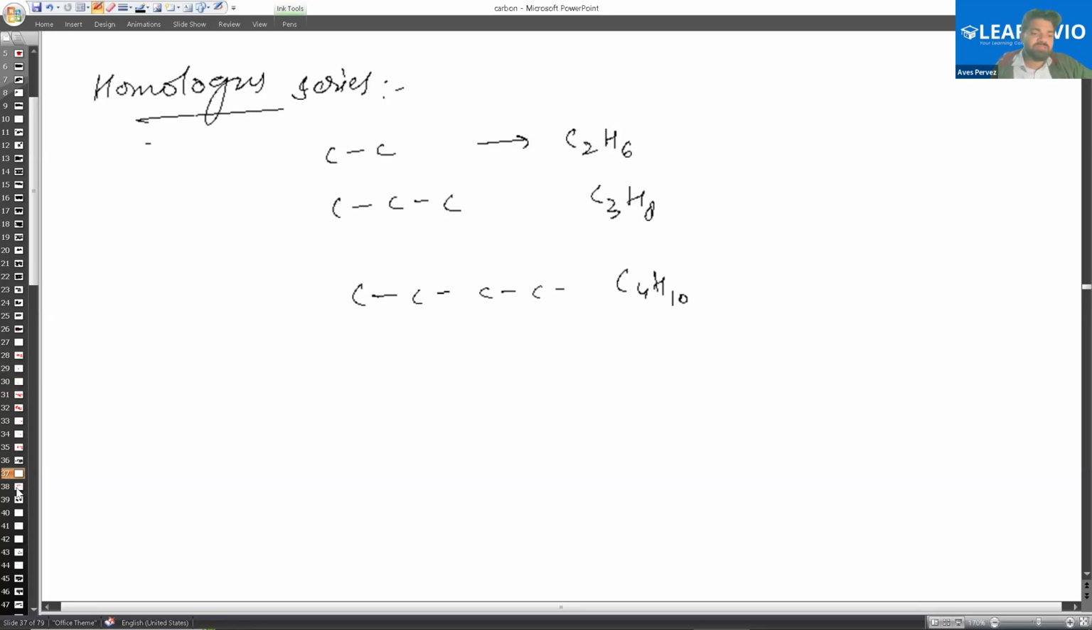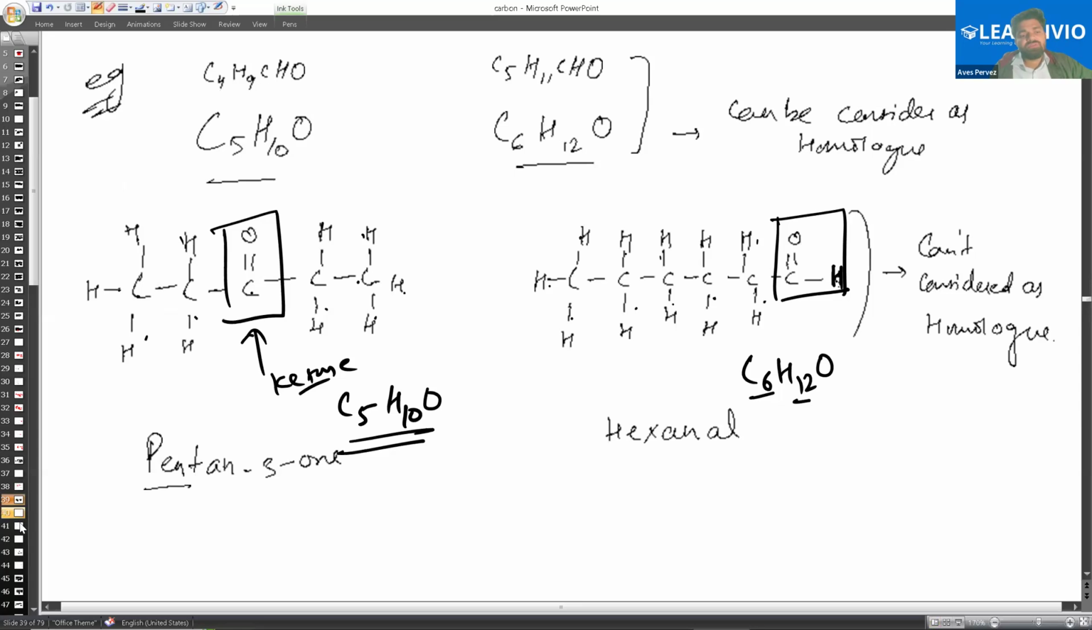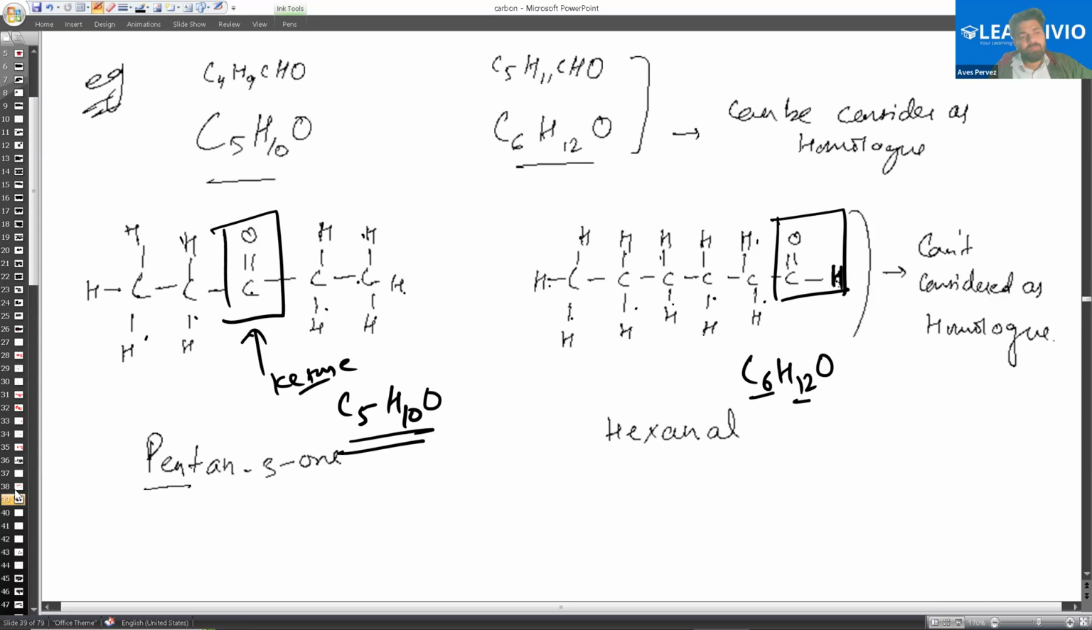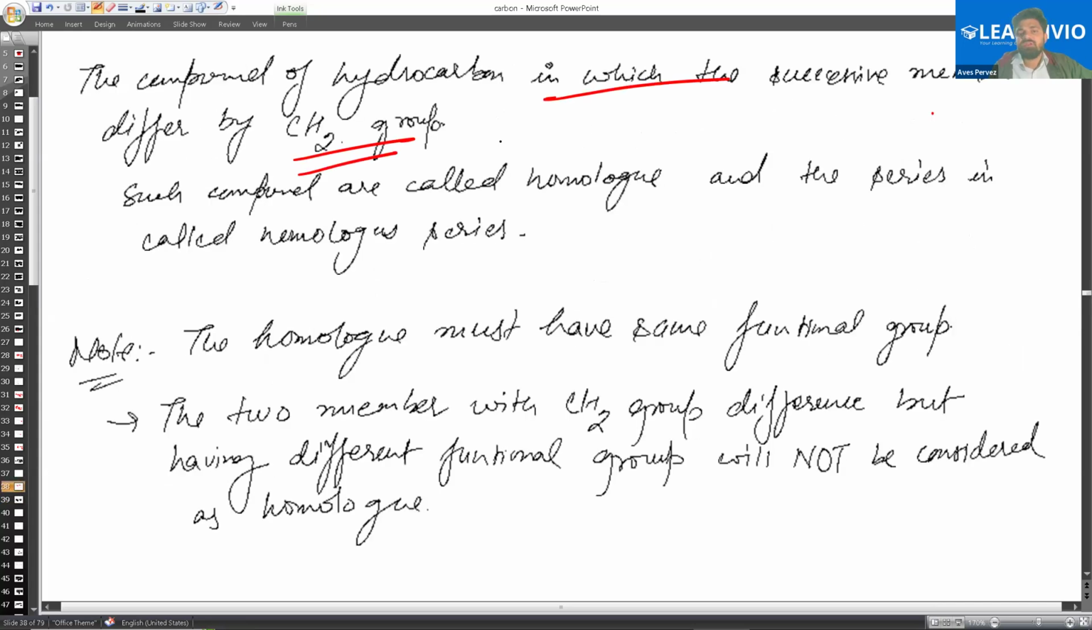Right. Homologous series. What is homologous series? If any two hydrocarbons have a difference of a CH2 group, they are considered to be homologs. The two homologs must have the same functional group. Okay, note it down. Homologous series. This is very important.